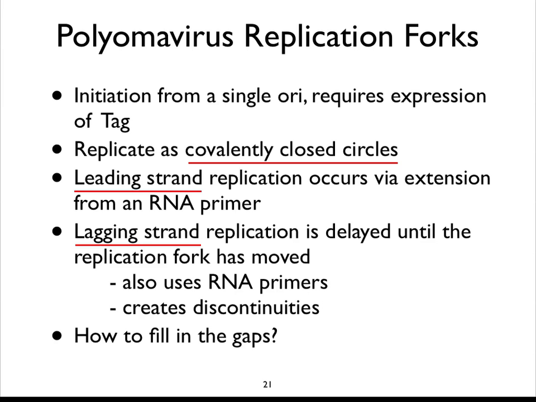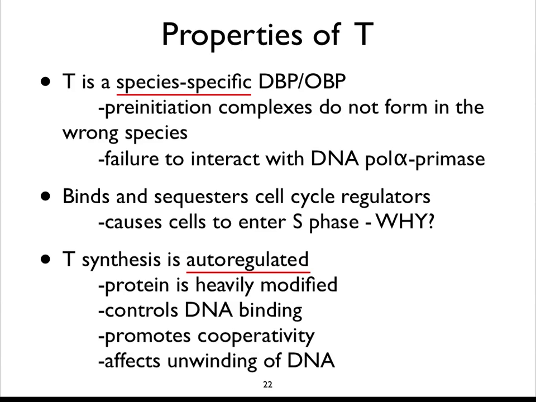It also uses RNA primers, and the difference is that it creates discontinuities. So small pieces of DNA are replicated at a time on the lagging strand. And the major problem that results from that is, how do you fill the gaps? How do you close those discontinuous pieces of DNA?